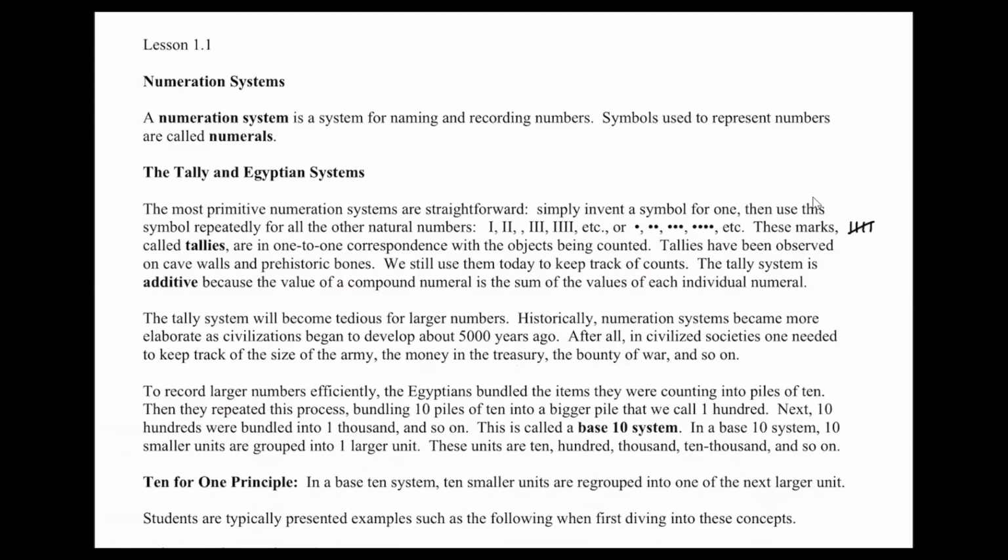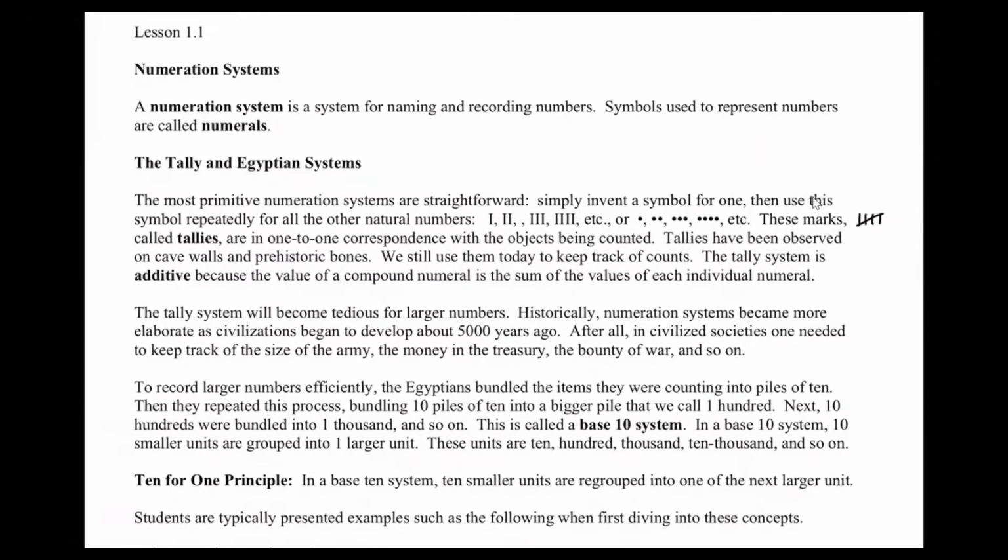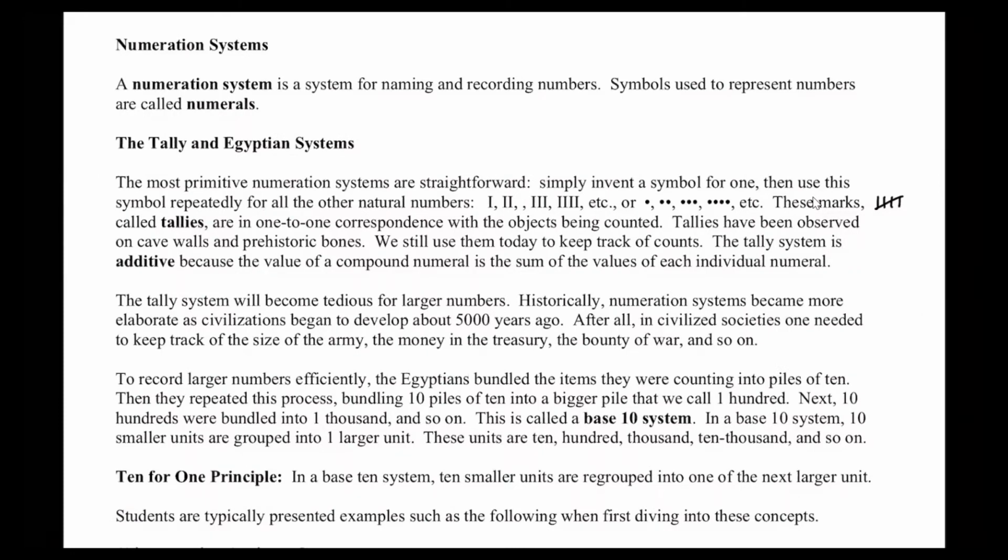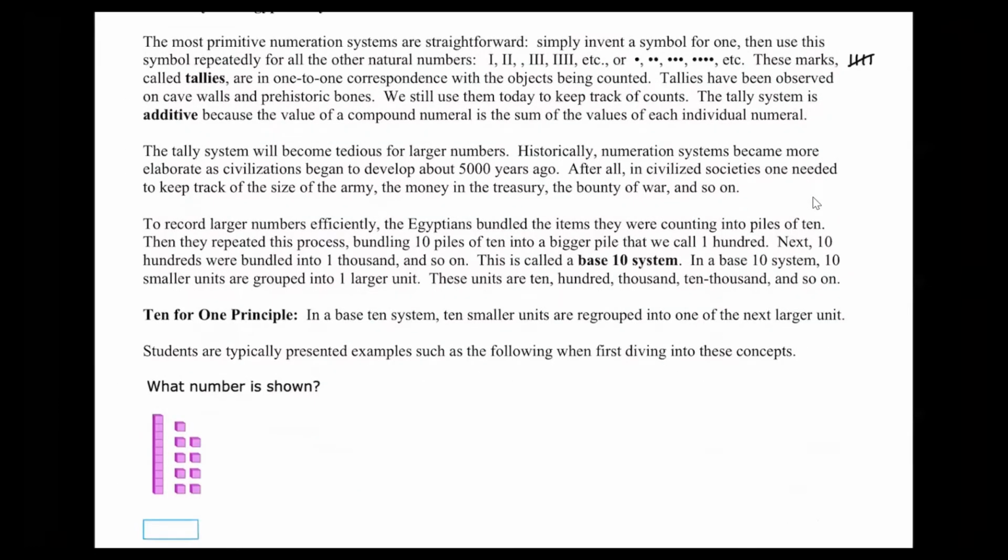Math and science always, without exception, come from the need to solve some kind of problem. Right? We wouldn't have numbers if they weren't necessary to perform some kind of task. So we get to the 10 for 1 principle. In a base 10 system, 10 smaller units are regrouped into one of the next larger unit. That's the system that we know and love. Tens are convenient to work with, so there's really no pushback on that. You might start thinking, oh well, why are we going to use this? Well, you want to group them by 12s? You want to group them by 16s?